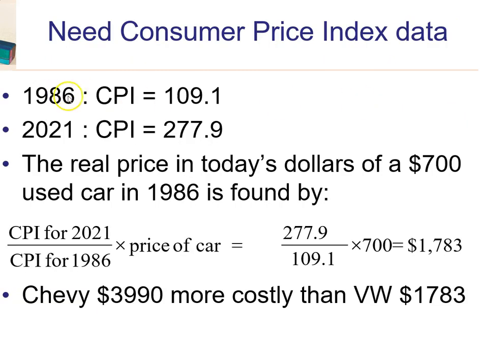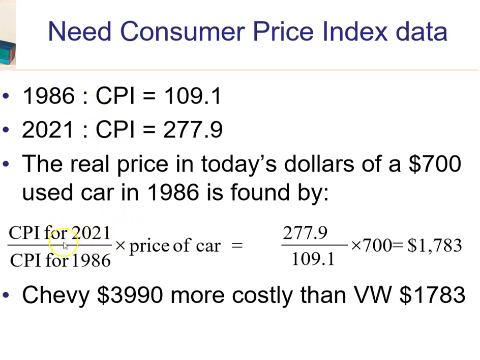So in 1986, the CPI was 109.1. In 2021, the CPI is 277.9. So these are the two numbers that I need to determine the real price in today's dollars of the $700 purchase made in 1986 for this used car. So how do we do this? Define what the value is of $700 in today's dollars.